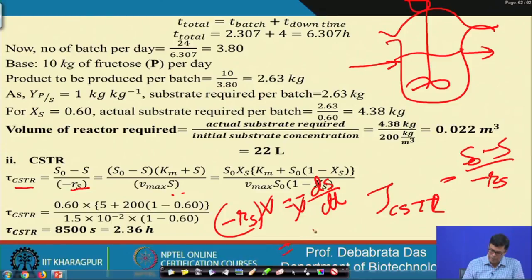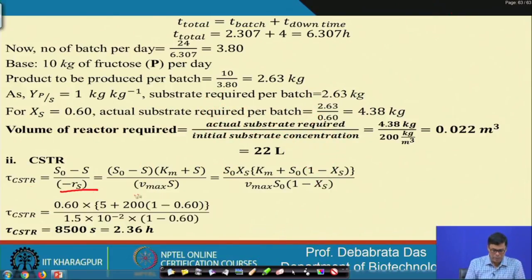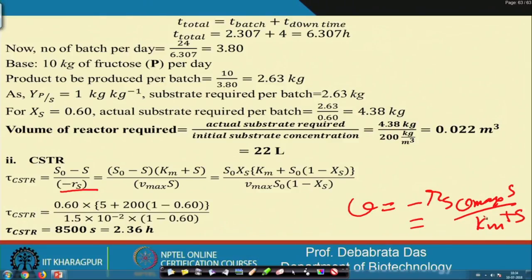So what we will be having is dT equal to, I can write, dS by minus RS, and this is only S0 minus S over minus RS. So this is how it has come, so that there should not be any confusion. Then we know that velocity of reaction, minus RS, is equal to Vmax S over Km plus S. So you can put this value in this equation and find the expression, and you put the values with 60% conversion of the substrate, and here time is coming around 2.63 hours.